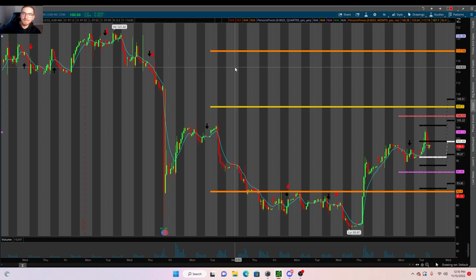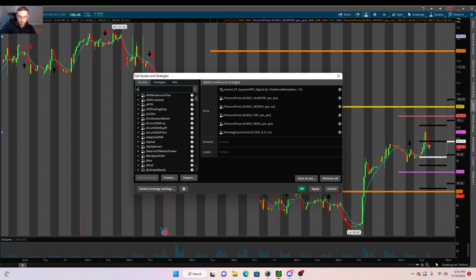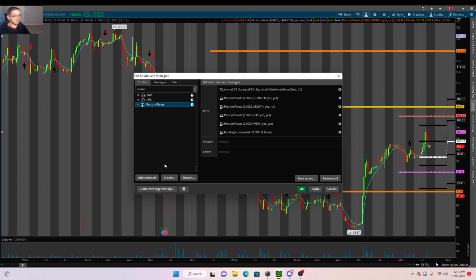So out of the many ways that I identify support and resistance, this is one of them because it is super simple to use. What we're going to be talking about today is the Person's Pivots, which is what this indicator is called. If you're on ThinkorSwim, all you need to do is go to your edit studies, type in Person's, and it's going to pop up right here, Person's Pivots. There are a few other indicators that he has also made, but what you're going to do is add 4 of these.